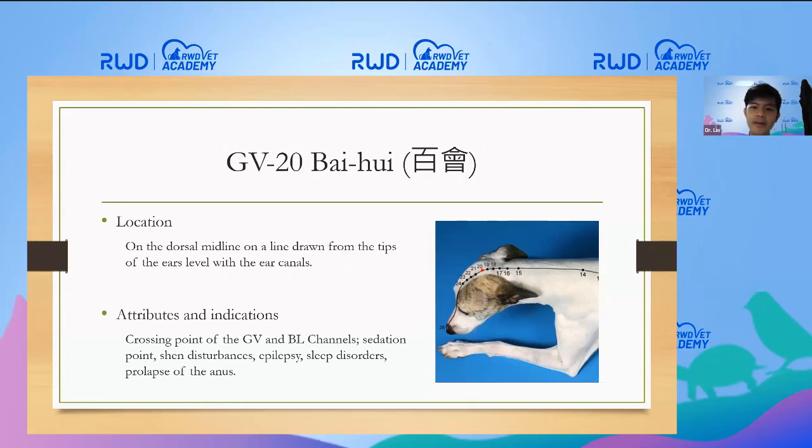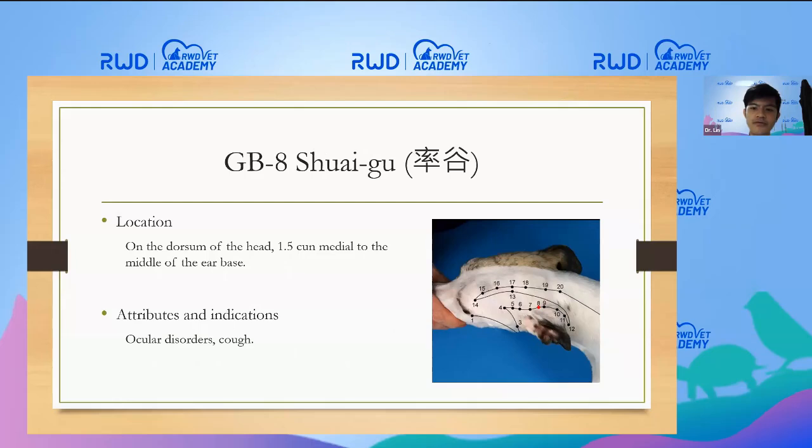GV20, Baihui, on the dorsal midline, on the line drawn from the tips of the ears level with the ear canals. Attributes and indications are: crossing point of GV and BL channels, sedation point, Shen disturbances, epilepsy, sleep disorders, prolapse of the anus. GB8, Shuaigu, on the dorsal head, 1.5 Cun medial to the middle of the ear base. Attributes and indications are ocular disorders and cough.